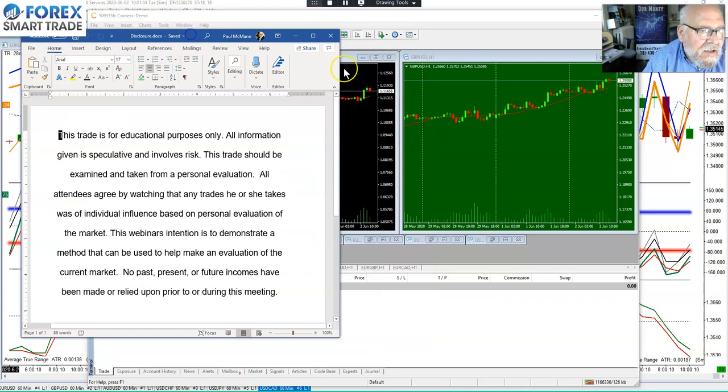First, I'm supposed to read this. This trade is for educational purposes only. All information given is speculative and involves risk. This trade should be examined and taken from a personal evaluation. All attendees agree by watching that any trades he or she takes was of individual influence based on personal evaluation of the market. This webinar is intended to demonstrate a method that can be used to help make an evaluation of the current market. No past, present, or future incomes have been made or relied upon during, prior to, or during this meeting.